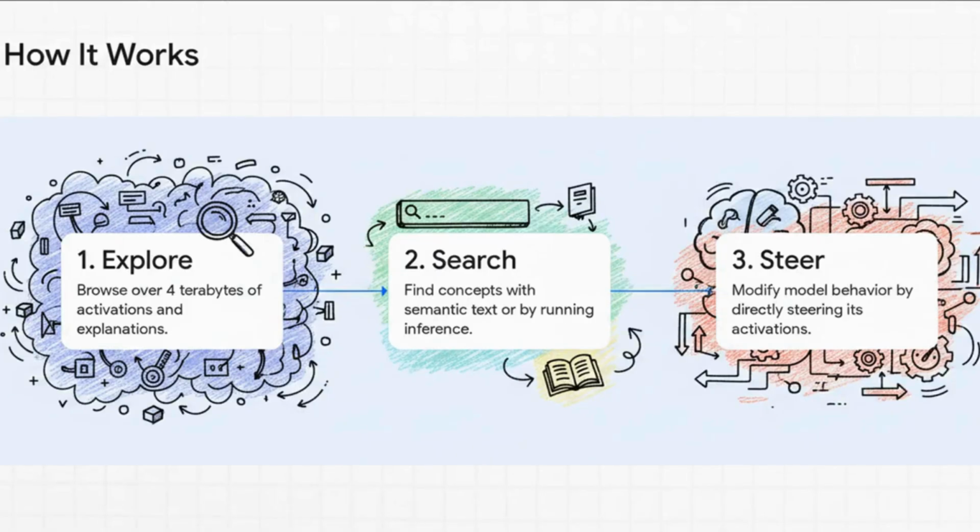So here's how it works in 3 basic steps. First, you can explore the raw data, and we're talking over 4 terabytes of neuron activations, which is basically a record of when each part of the AI's brain lights up. Second, you can search for specific concepts. And third, and this is the real game changer, you can steer the model's behavior by directly tweaking those activations.